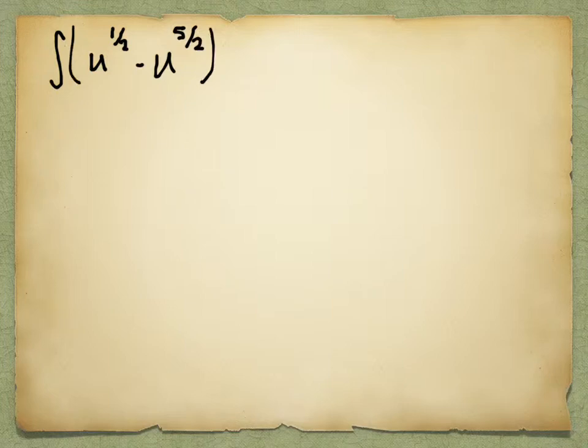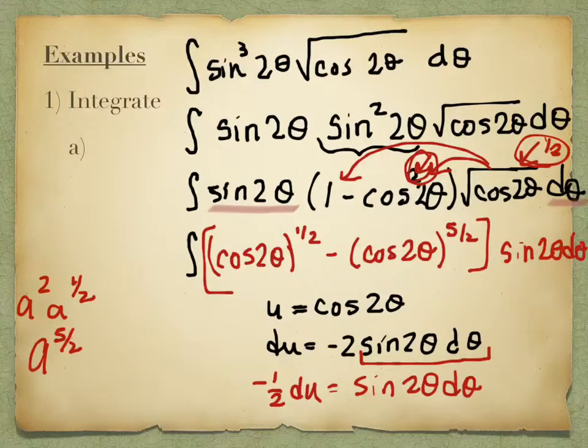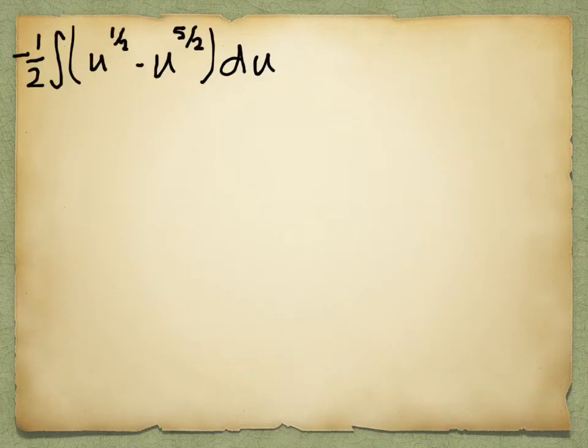All right, so my antiderivative becomes the antiderivative of u to the 1/2 minus u to the 5/2. And all of that's times du with a negative 1/2 in front. Did I get that all right? I think so. Is that all right? Everybody? Going once, going twice? Okay, good.